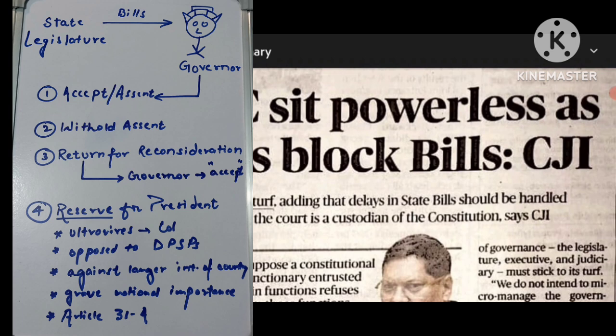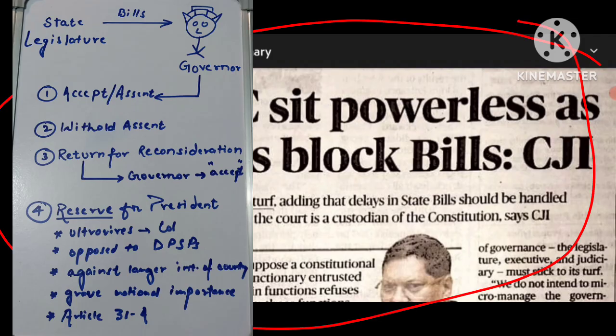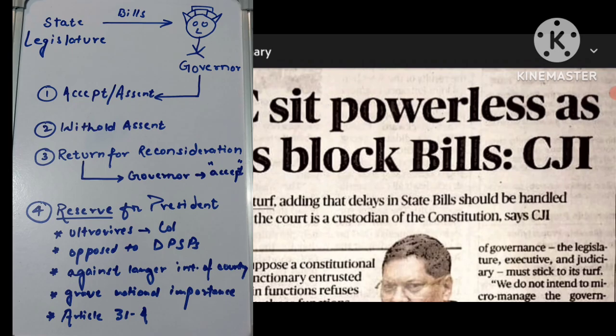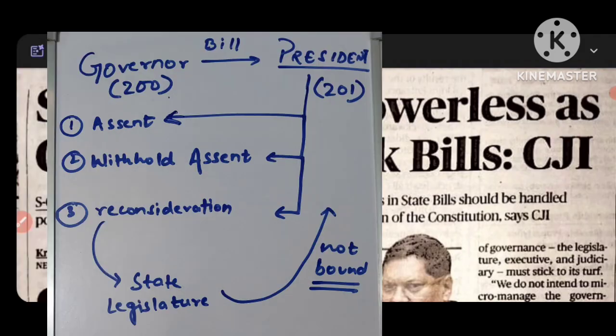And the fourth option is the most important, the one that is shaking the whole federal structure: the governor shall reserve the bill for the president. And the catch is that then the president has to decide whether the bill shall become an act or not. So when the bill goes into the president's hands, the governor has to do nothing. He has become free, and now the honorable president shall decide what is going to happen.